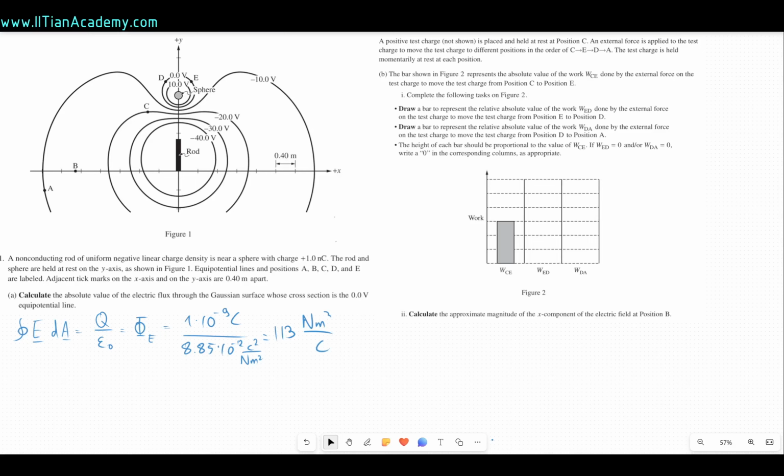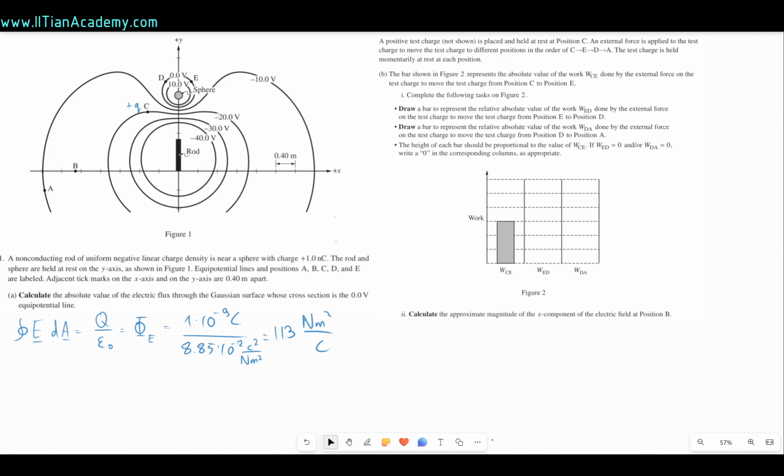So in part B of this question, we're given that we place a positive point charge at point C, so a plus Q, and we apply an external force and we move it from C to E to D to A. And we have this bar showing the work done to move it from C to E. And we need to represent the work done from E to D and from D to A with two bars.